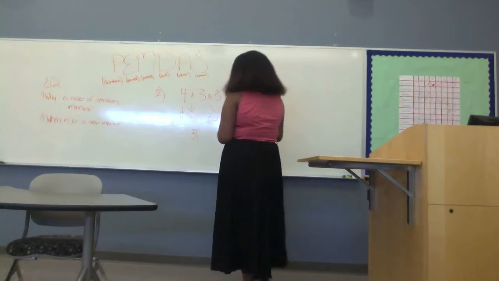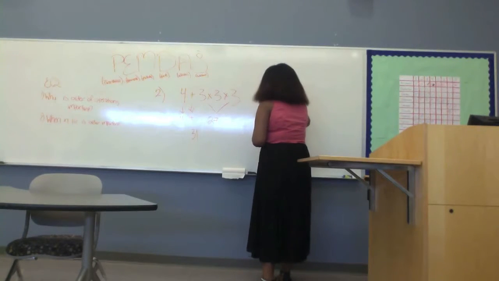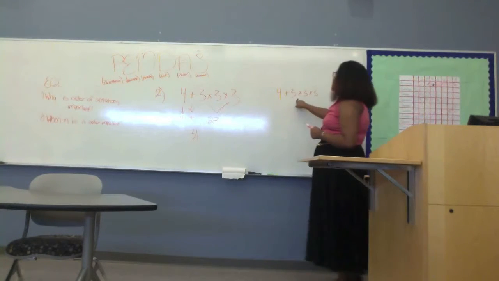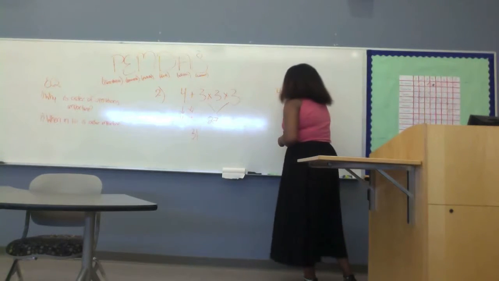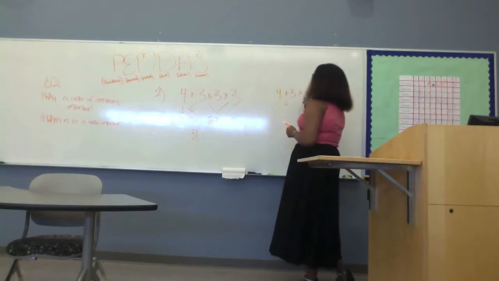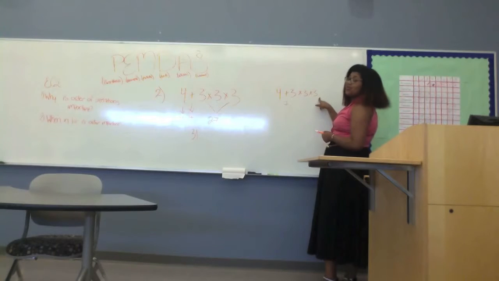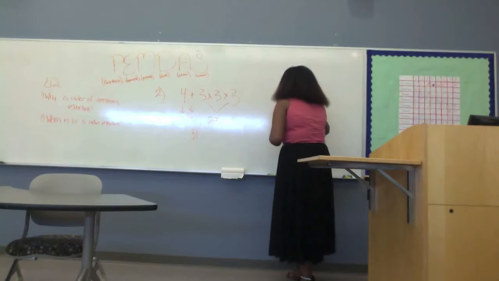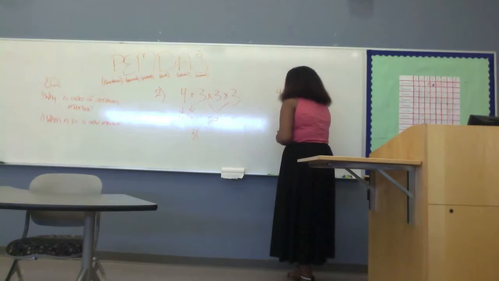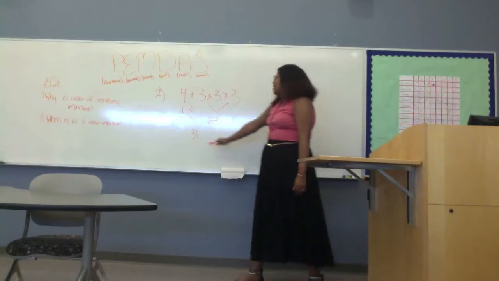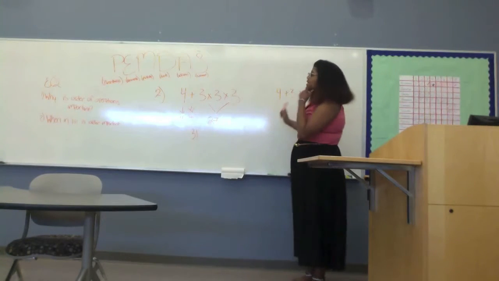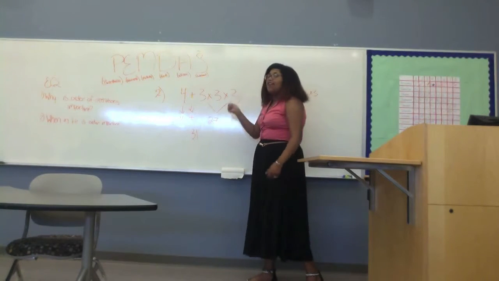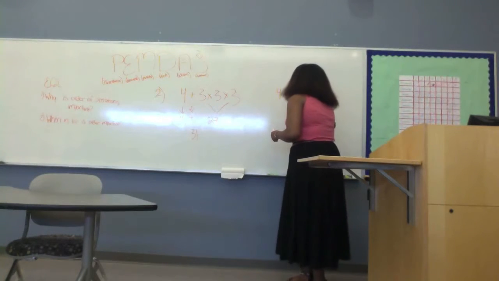Now, what if we didn't do it our PEMDAS way, and we just did it straight across? 4 plus 3 is what? 7. And then 7 times 3 is what? 21. And then 21 times 3 is what? 63. So if we did it just straight across, the answer would be 63. But you just told me that the answer is 31, right? So we see that order is very important when solving problems that have more than one operation in them. It makes it so we get the right answer.